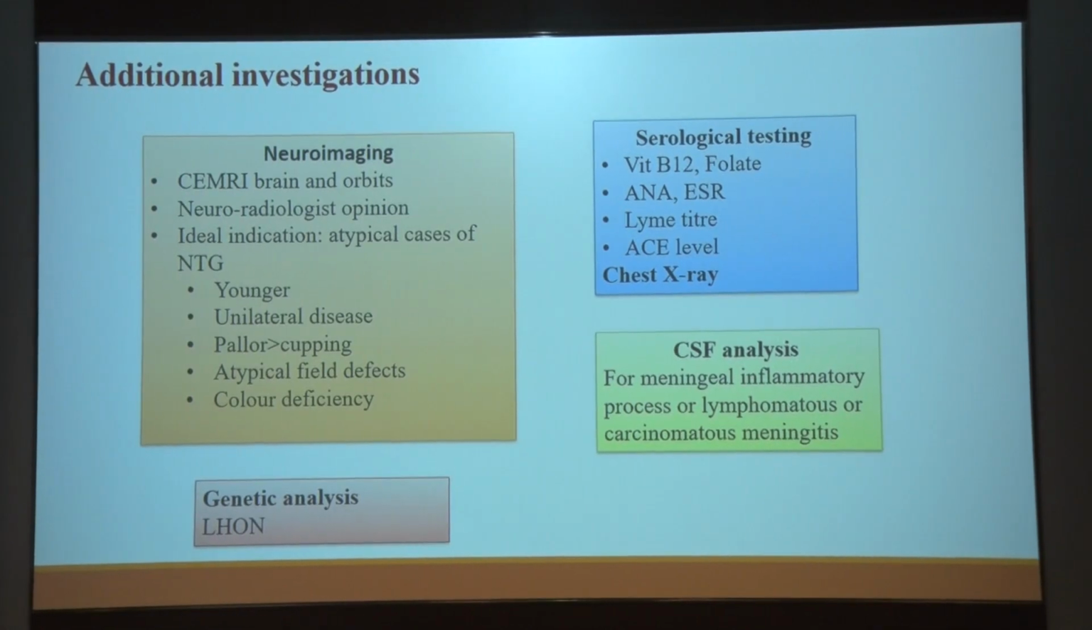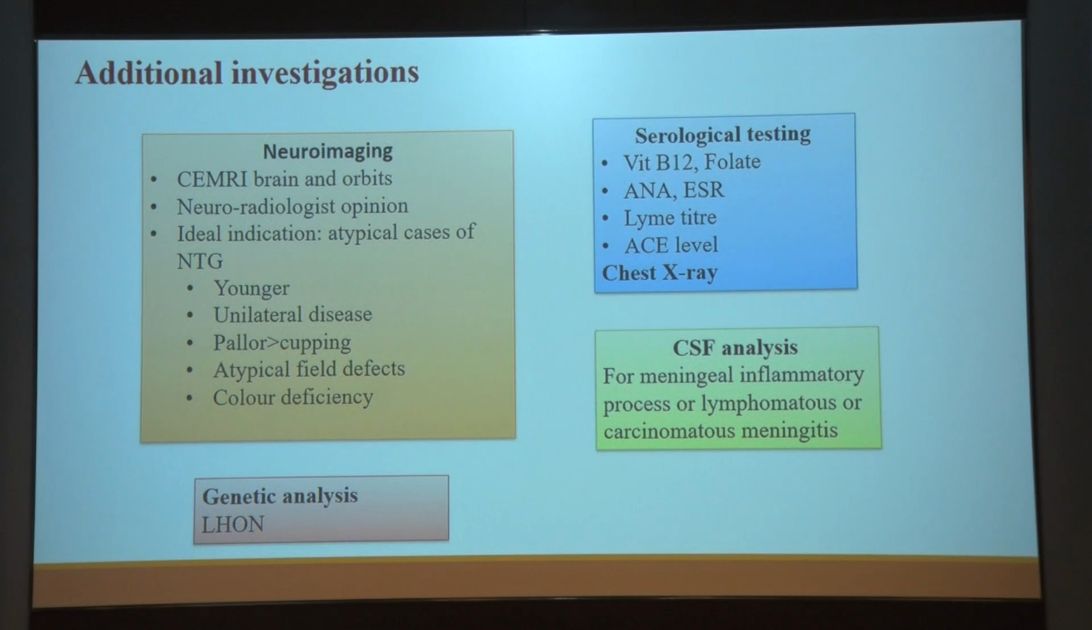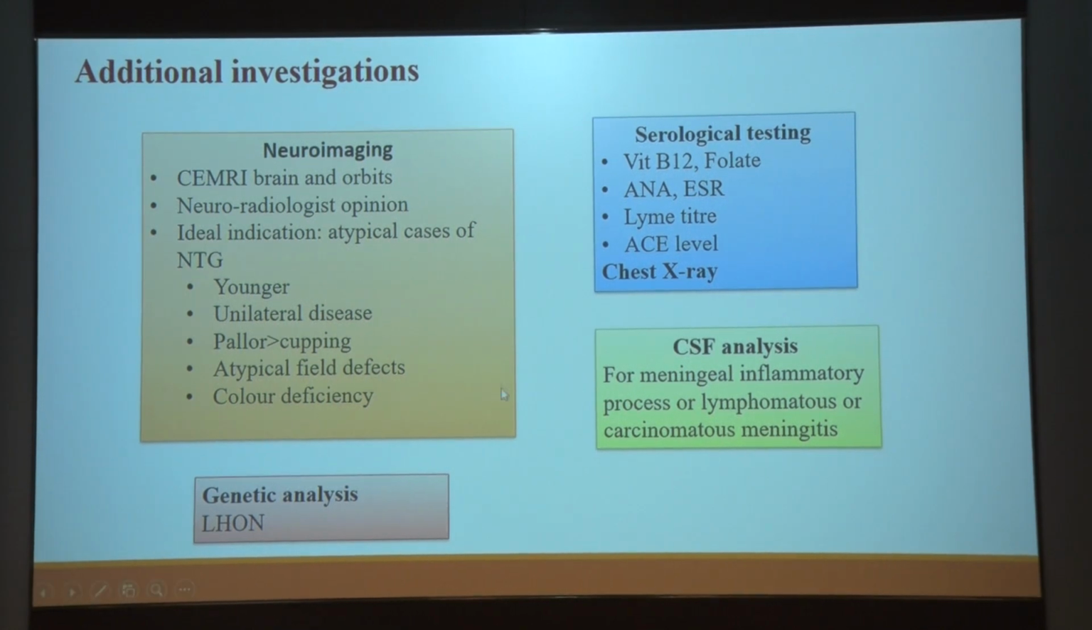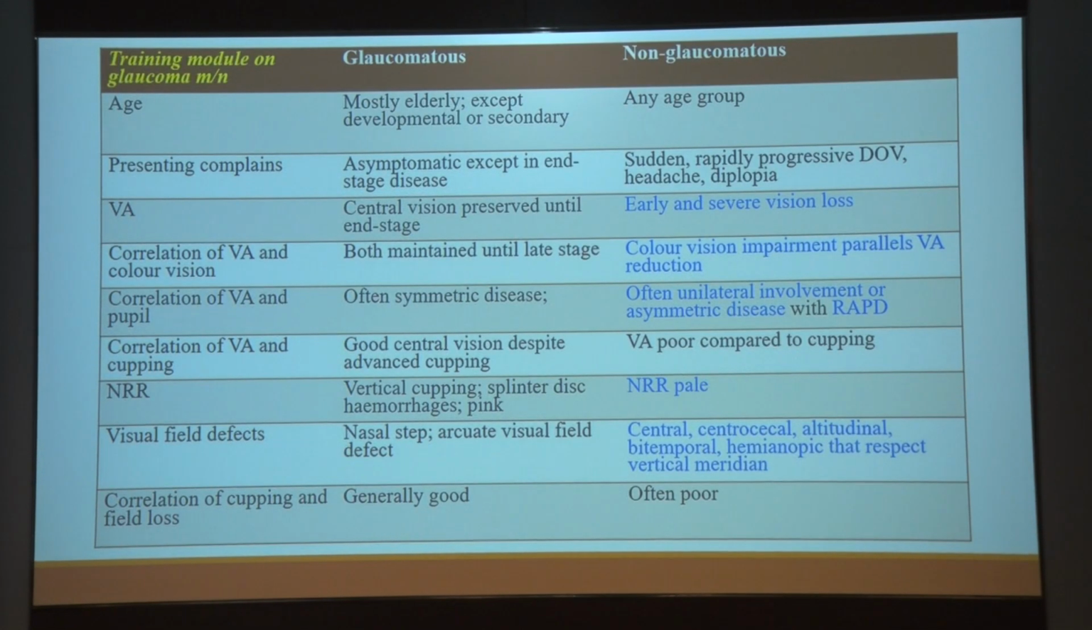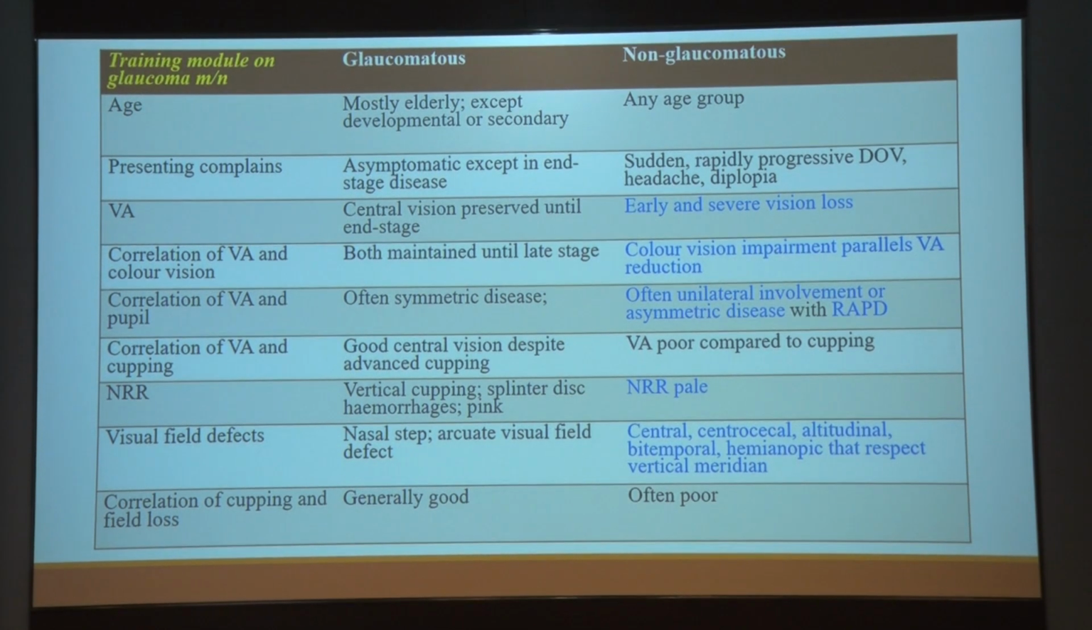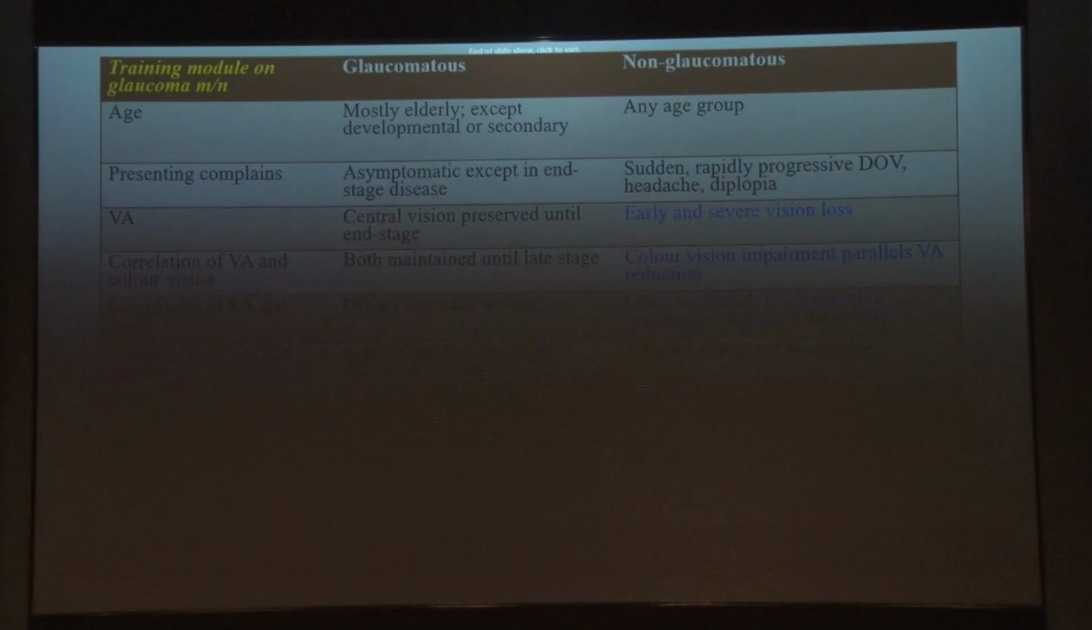Neuroimaging, very, very important. Genetic analysis, where you're suspecting hereditary optic neuropathies. You might go for CSF analysis, especially if you're suspecting infections like meningitis. And of course, you should be able to differentiate between a glaucomatous and a non-glaucomatous disc, and that's a completely separate topic altogether, which we cannot cover today.